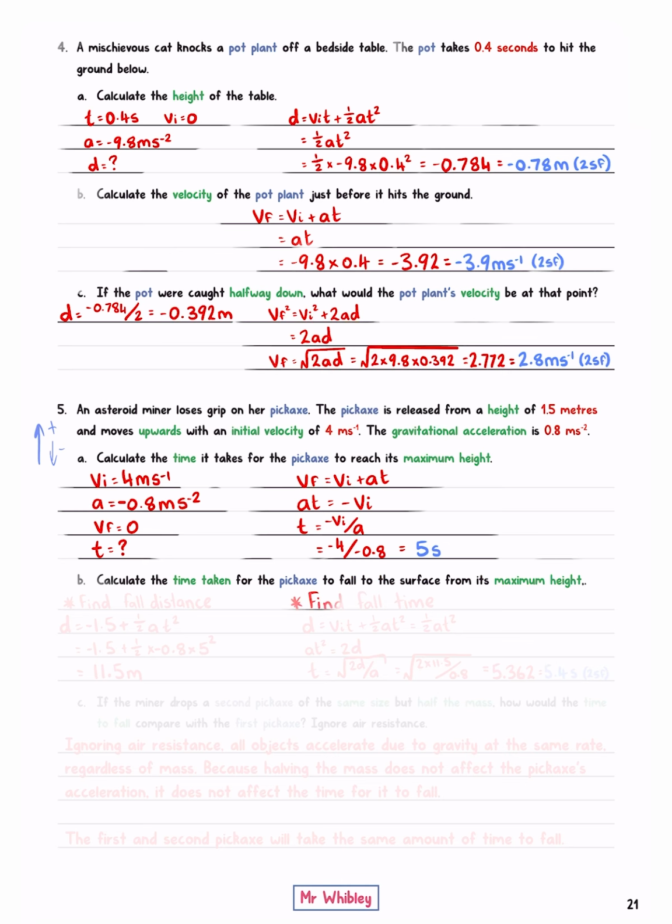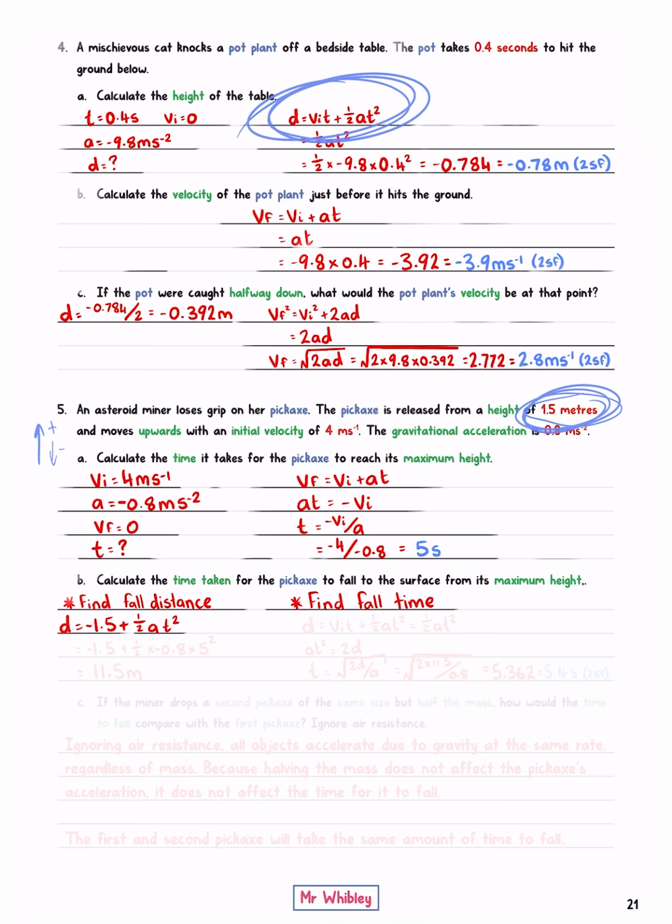To find the fall time, we first need to find our total fall distance. For this, we're going to use this equation that we used here, where our Vi is 0. But because our pickaxe is released from a height of 1.5 meters above this, we need to add on a negative 1.5, because our pickaxe is going to fall downwards a further distance of 1.5, and downwards is, as mentioned, negative. Putting our numbers in gives me 11.5 meters.